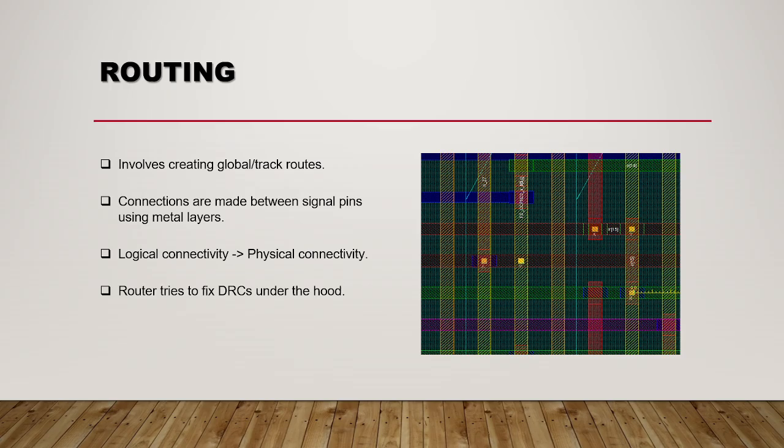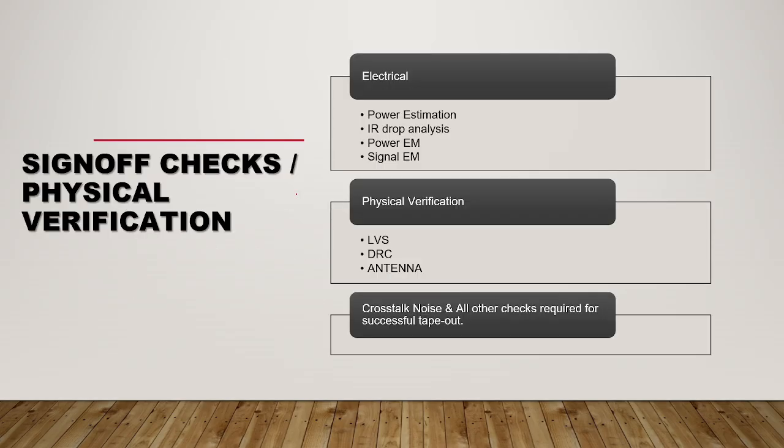Routing is nothing but connections. You need to make connections. It will create the global or track routes, connections made between signal pins and metal layers. There will be layers, one after the other. In those layers, transistors will be fabricated. Logical connectivity and physical connectivity: routers try to fix DRC. So these are routing.